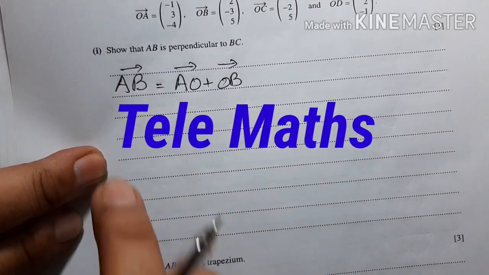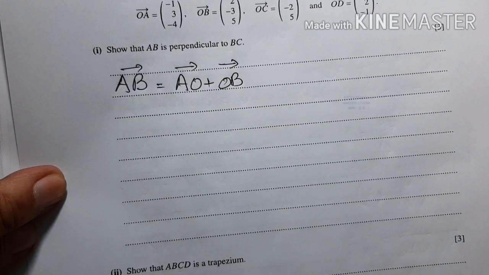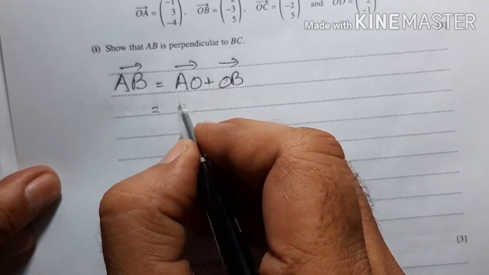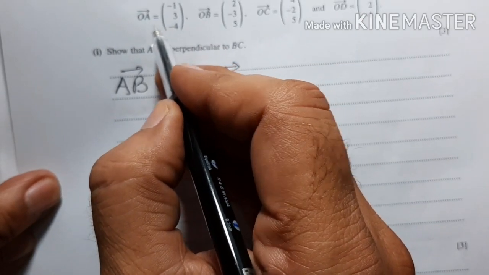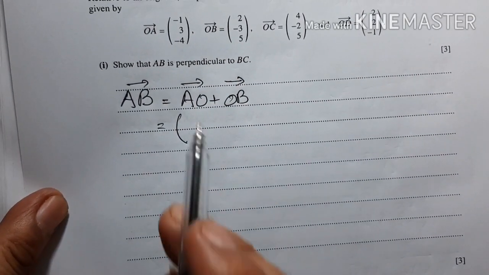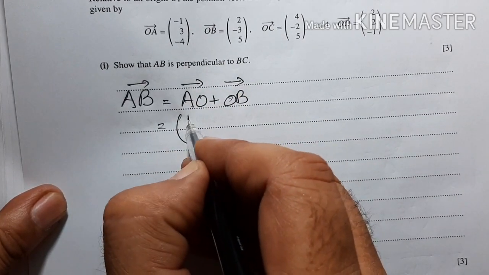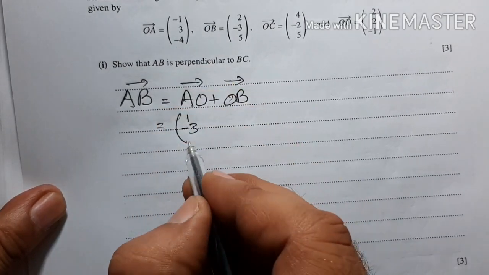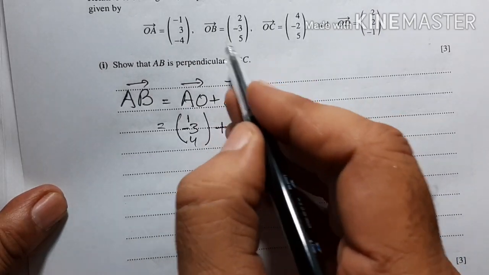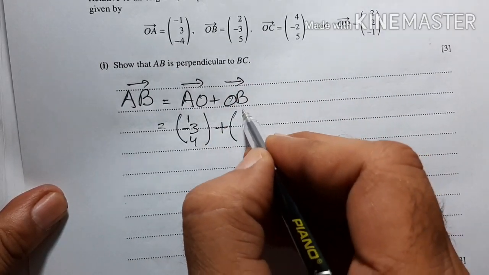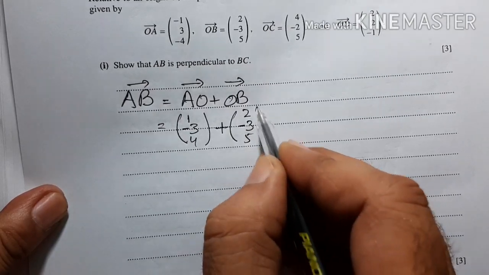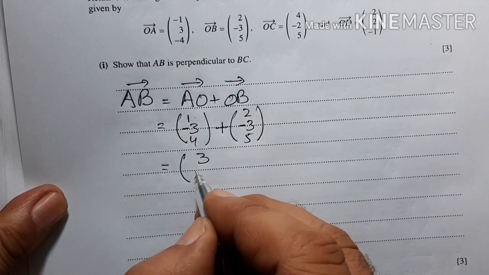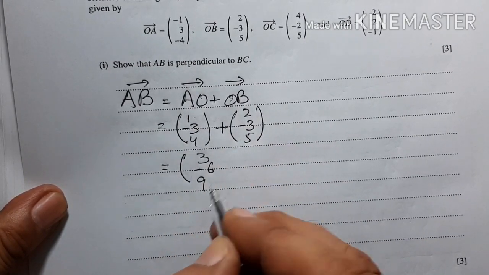So I hope you know this position vector. Now AB or AO is negative of OA because we're changing the direction. So we'll change the sign: that is 1, minus 1 will be 1, 3 will be minus 3, and minus 4 will be 4. Plus OB, we'll write as it is. This is 2, minus 3, 5. Now add them. This will become 2 plus 1, 3, minus 3 minus 3, minus 6, 4 plus 5, 9. This is AB.